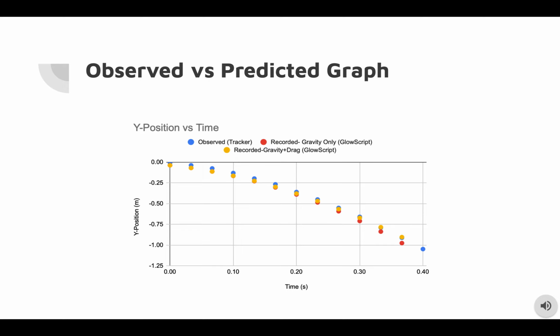This graph shows the y position as a function of time for the observed data as well as the predicted data from GlowScript with the gravity-only computational model and the gravity plus drag computational model. As you can see, when we compare all three models, the gravity plus drag model is most similar to the observed data because over time, the drag force competes with the gravity force, thus slowing down the motion of the object falling, making it more similar to the real-life observations. Gravity alone does not simulate the real-life scenario because there is not only gravity acting on an object.